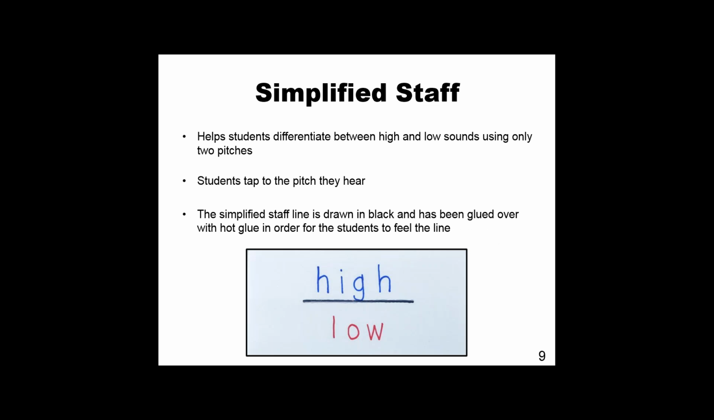This first example I call the simplified staff. Sometimes the 5 lines of the staff can be overwhelming, so I just took one line, and this line just helped the students differentiate between high and low. So I put high on the top and low on the bottom with that nice black line in the middle. And I use this throughout my lessons. I have my students point or tap or even trace and write the word high and low when I'm singing high or low, or if they hear high and low from an instrument.